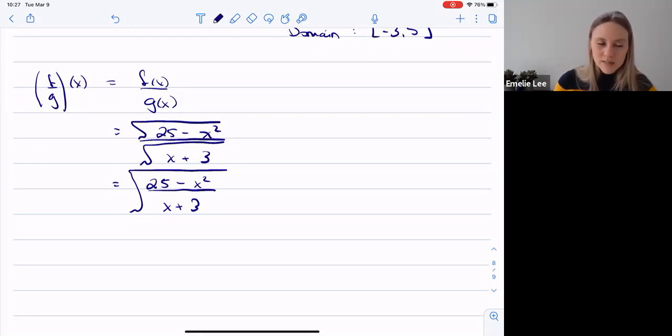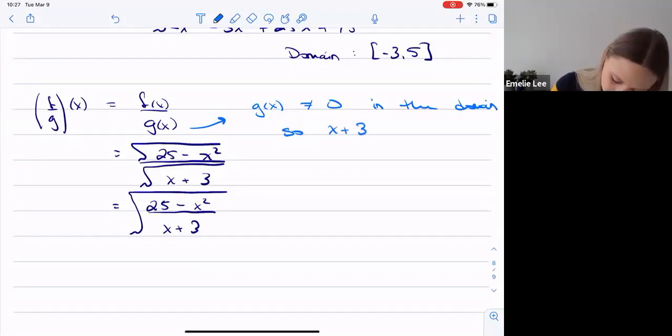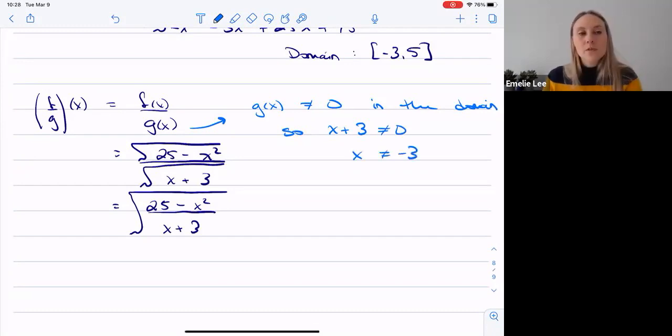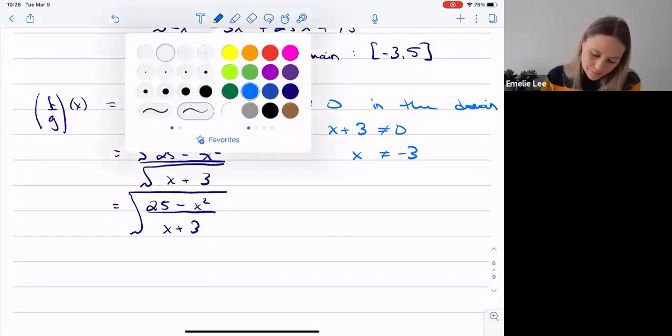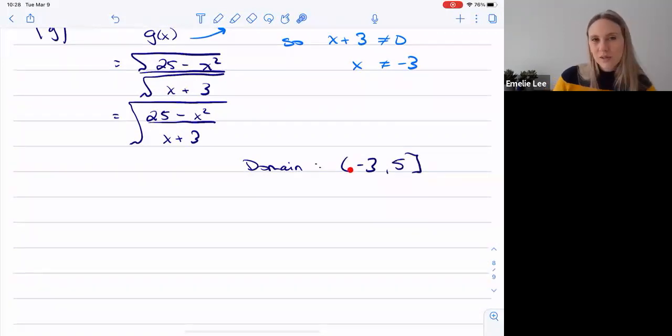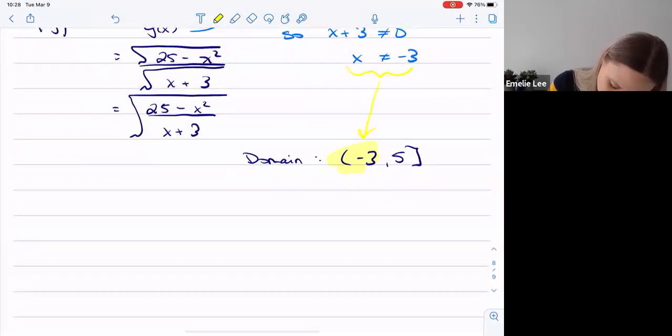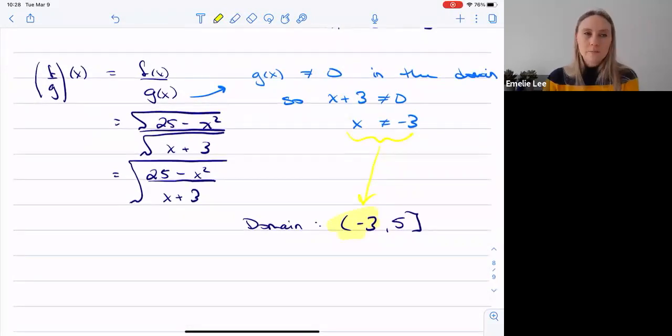The domain is the same, except now, right, g of x can't be 0 in the domain. So x plus 3 can't be equal to 0. So that means x can't be -3. So I need to pull that out of my domain, right? So the domain becomes -3 to 5, including 5, but excluding -3. So I'm going to highlight that here and say this is from up here. All right. So the domain changed just slightly to make sure that I'm not dividing by 0.